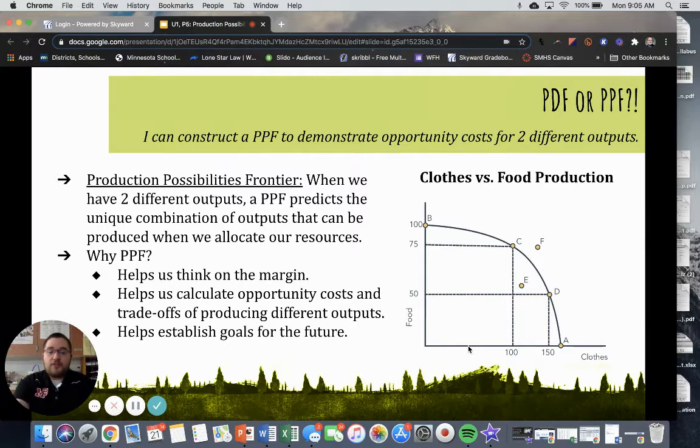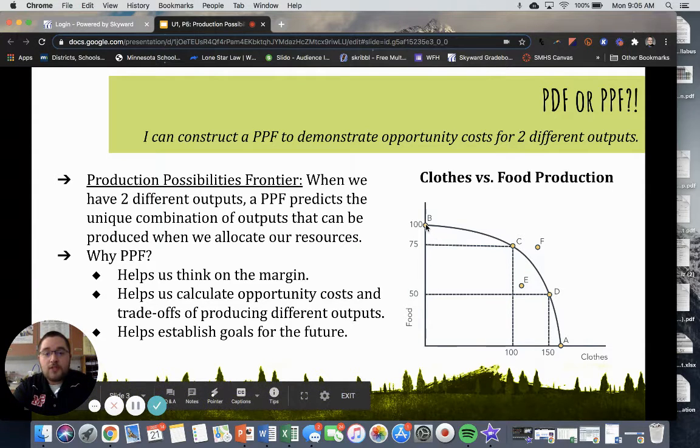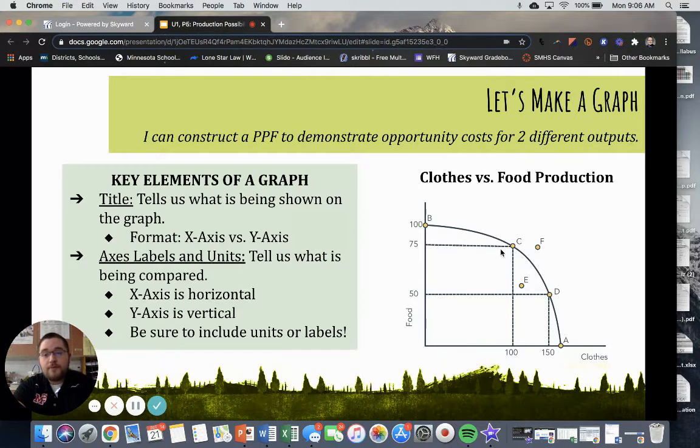So over to the graph to the right, we see that this is a PPF diagram that compares the production of food and clothes for an economy. So we'll see that at point B, we're producing 100 units of food and 0 units of clothes. Whereas at point C, we are giving up 25 units of food to produce 100 units of clothes, and so on and so forth.